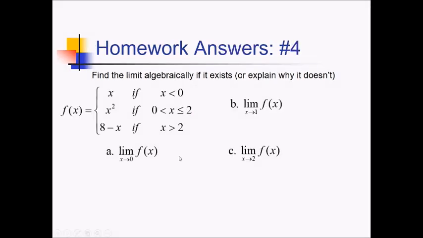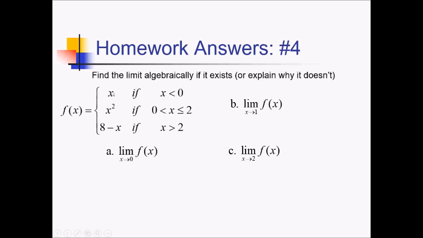For this one, we have this piecewise function, and we're trying to find the following limits here algebraically. So first we want the limit as x approaches 0. Now 0, we notice, is a border value between two of these rules, so we have to consider both the left and the right-sided limits separately. So for the left-sided limit as x approaches 0 from the left, we're going to be using this first rule.